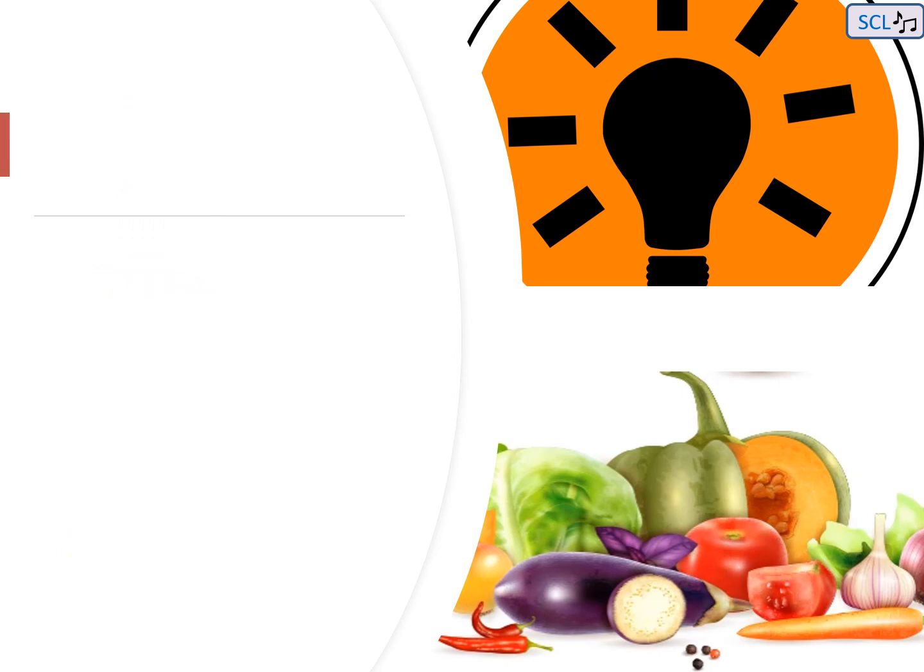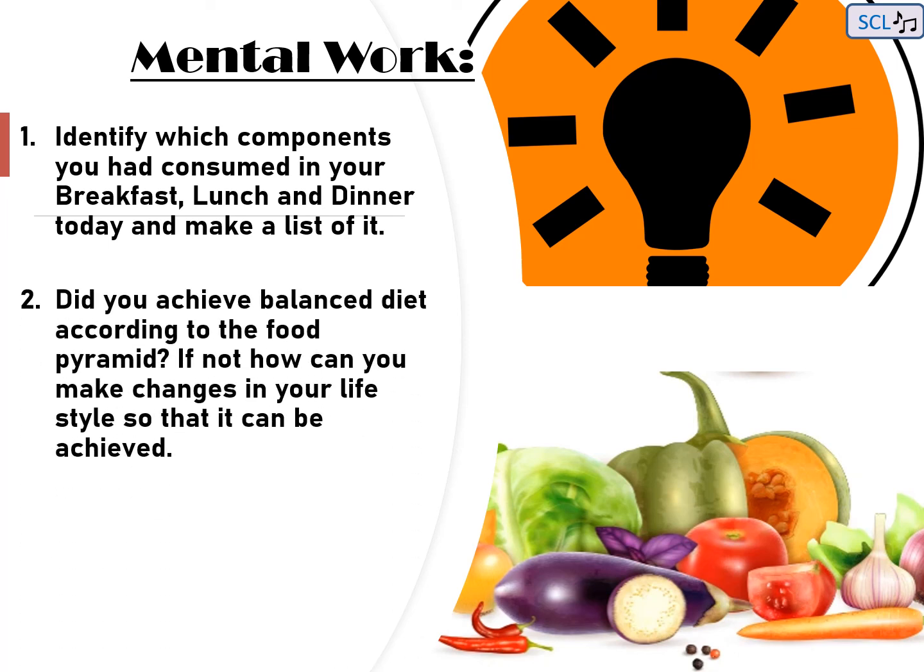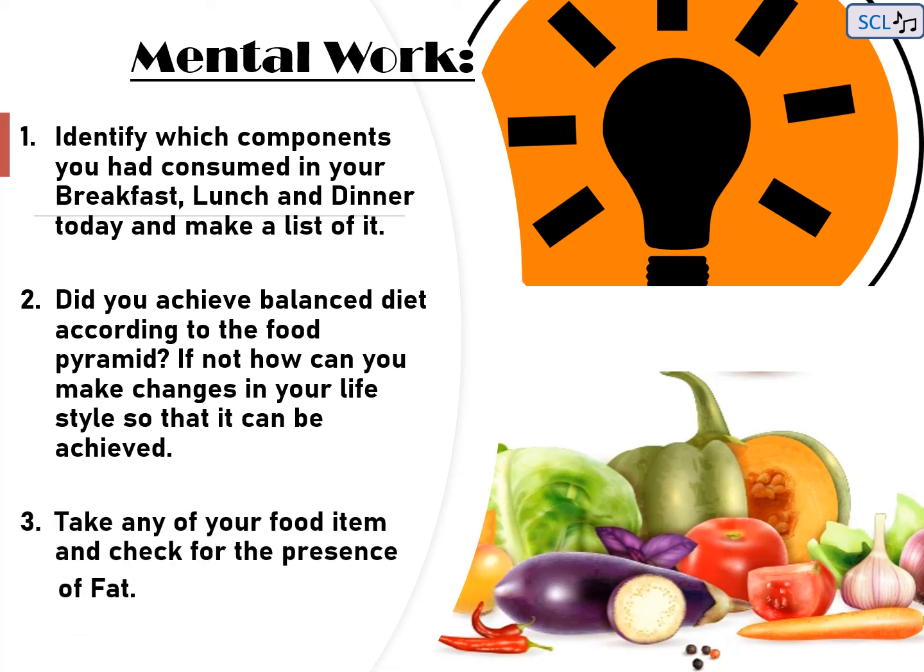Let us have some brain work for you. Identify which components you had consumed in your breakfast, lunch and dinner today and make a list of it. Did you achieve balanced diet according to the food pyramid? If not, how can you make changes in your lifestyle so that it can be achieved? Take any of your food item and check for the presence of fat in it.